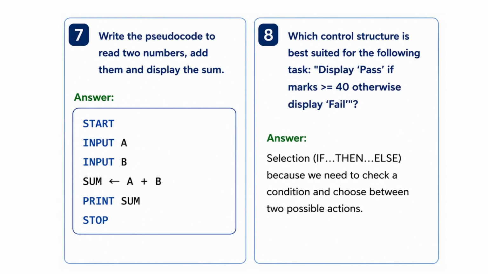Question 8 asks which control structure is best for displaying pass if marks are greater than or equal to 40, otherwise displaying fail. Since the program must choose between two different actions, we use a selection structure. More specifically, this is if-then-else selection because there are two possible outputs. Selection structures are commonly used in grading systems, login systems, and many decision-making applications.